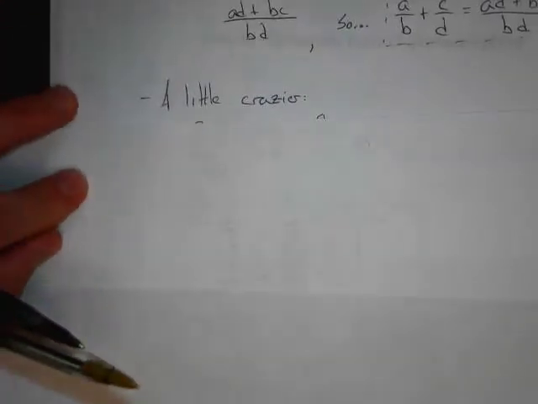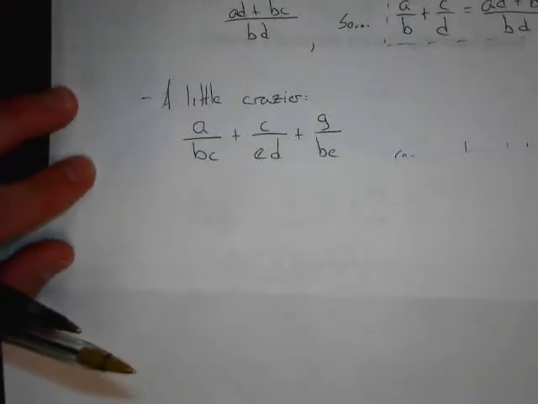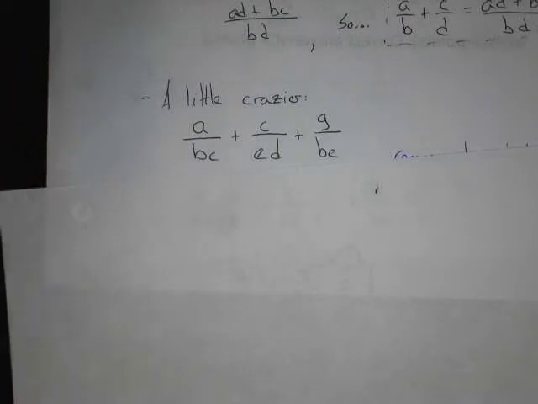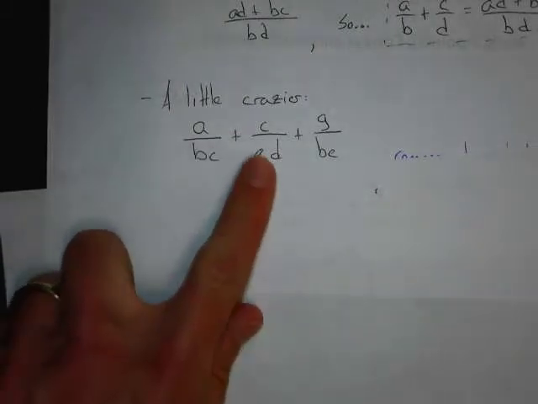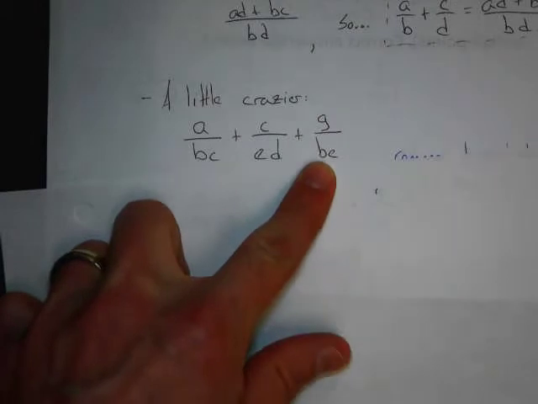But I want to go a little bit crazier. Let's go a little bit crazier. What if we had some crazy looking denominators? What if I wanted to add all three of these? BC is the denominator, right? So over BC, over ED, and over BE, right?